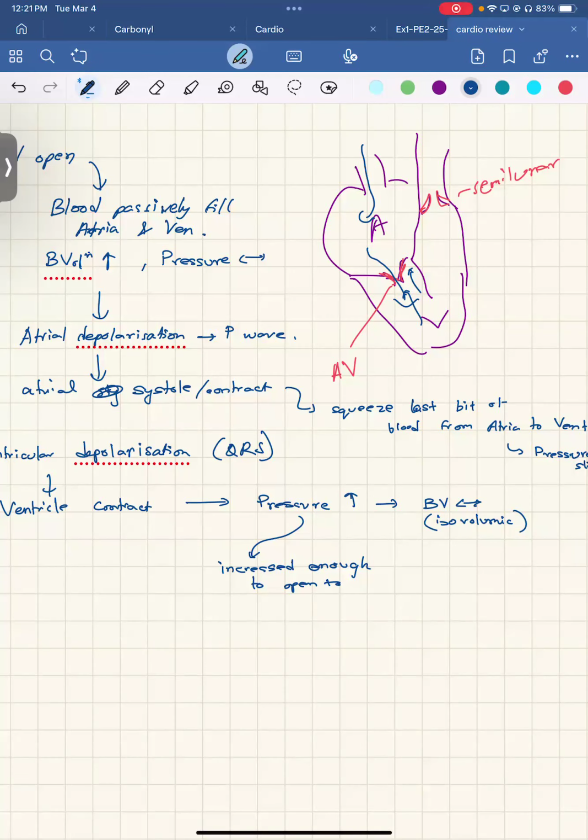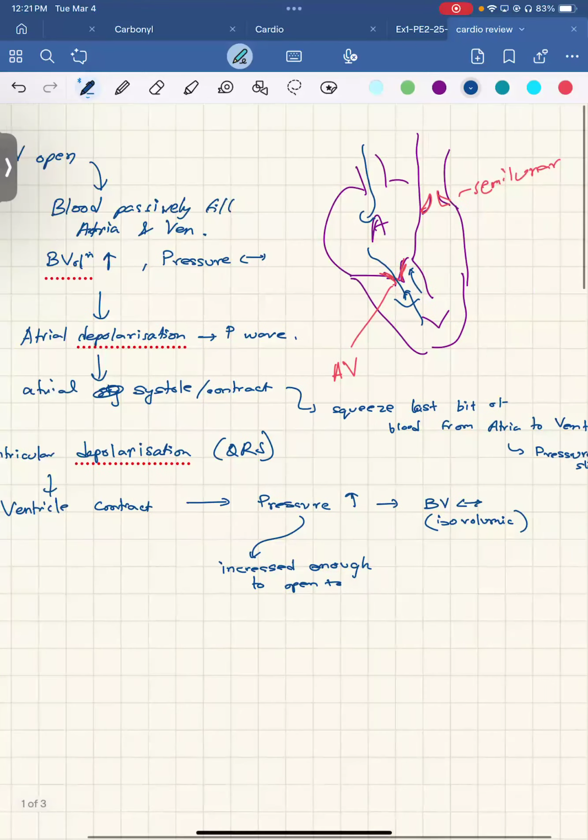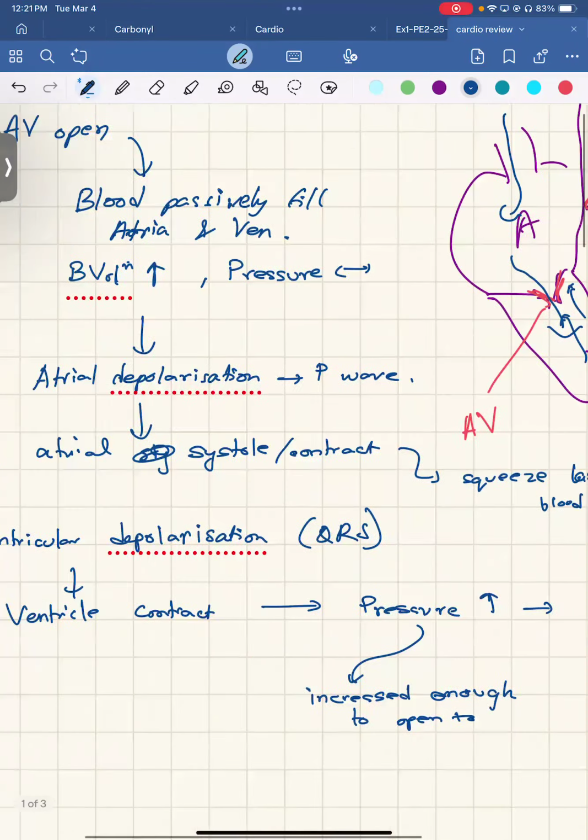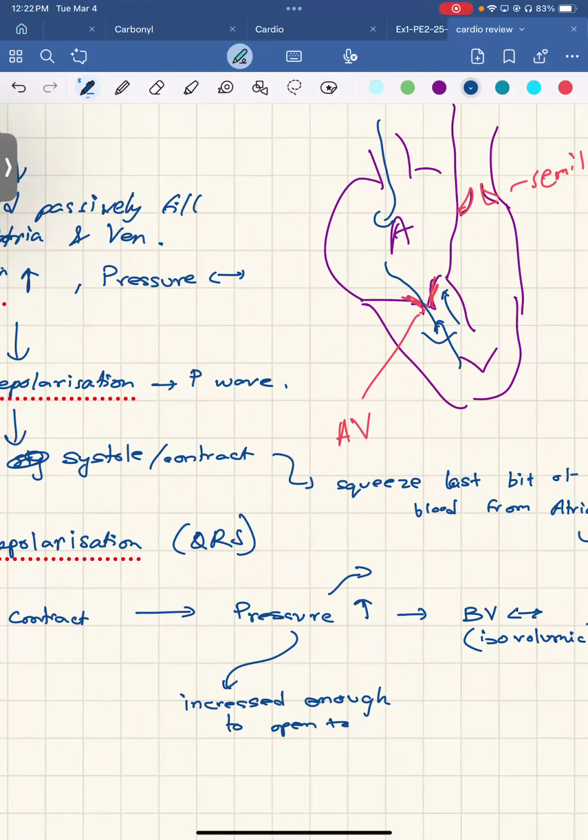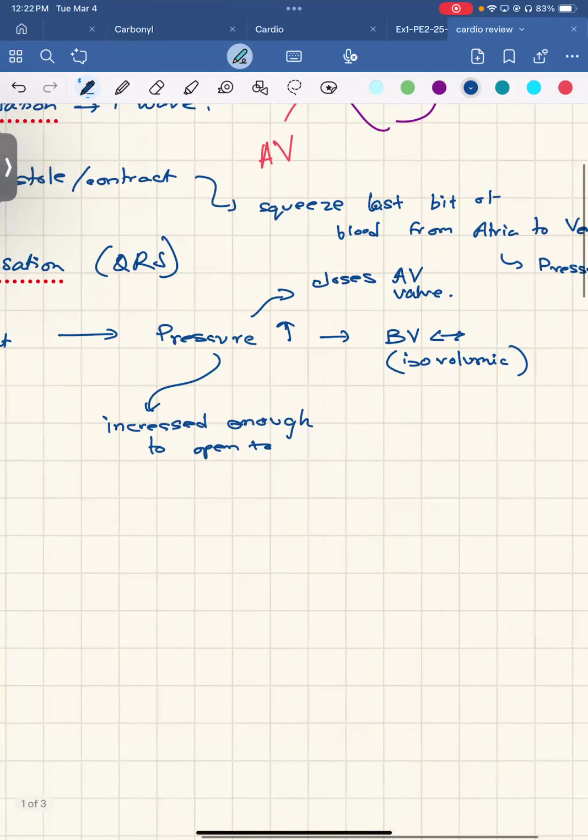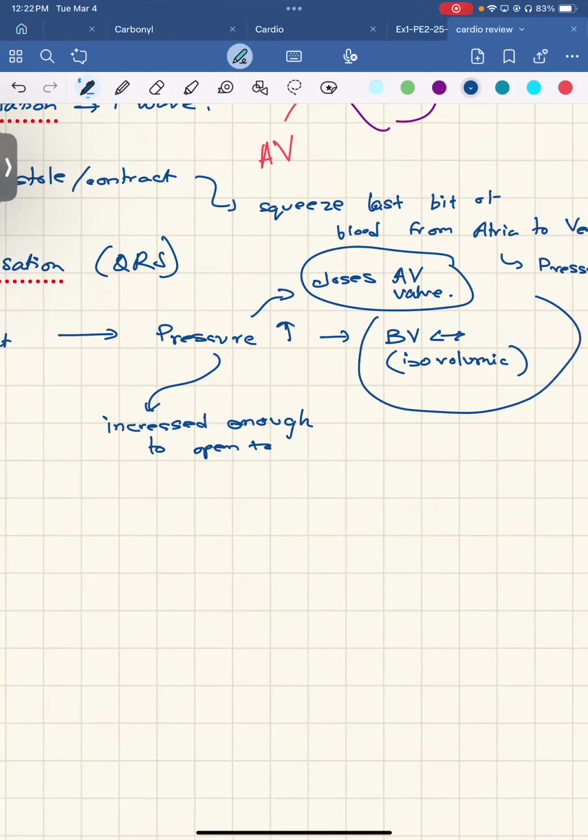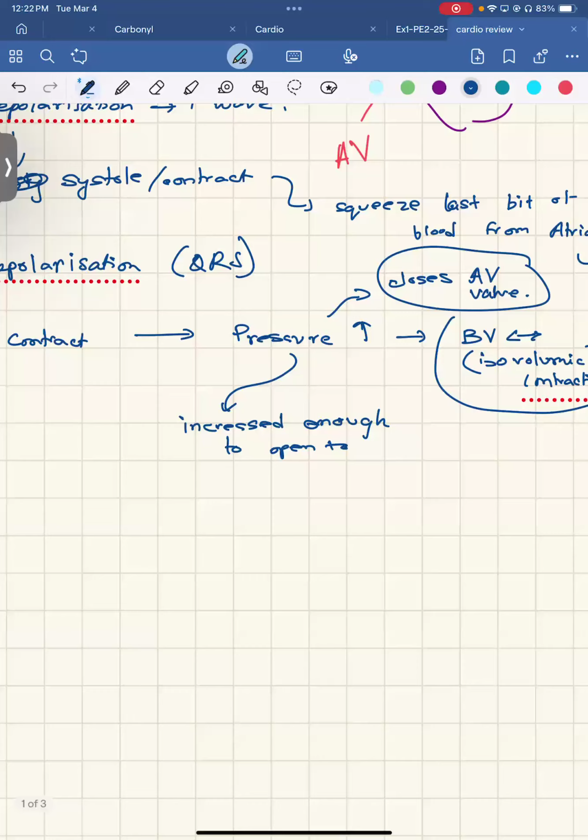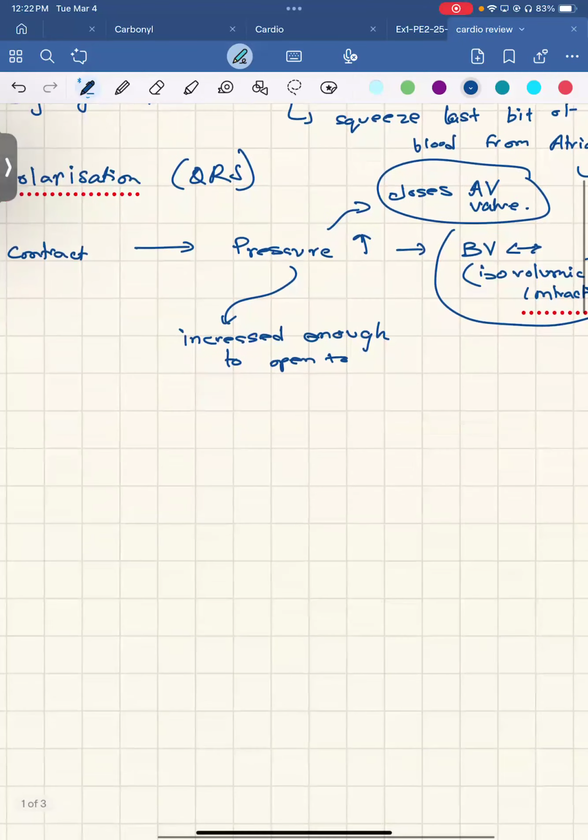So when contraction starts, that's when the valves close. I can write it here: closes AV valve. Would have been great if I had used a different color for things, but I did not. Anyway, we have a closed AV valve, that's fine. So now you have isovolemic contraction. And the contraction becomes strong enough to open which valve? The semilunar valve, or on the left side, the aortic valve. That would send blood to where?